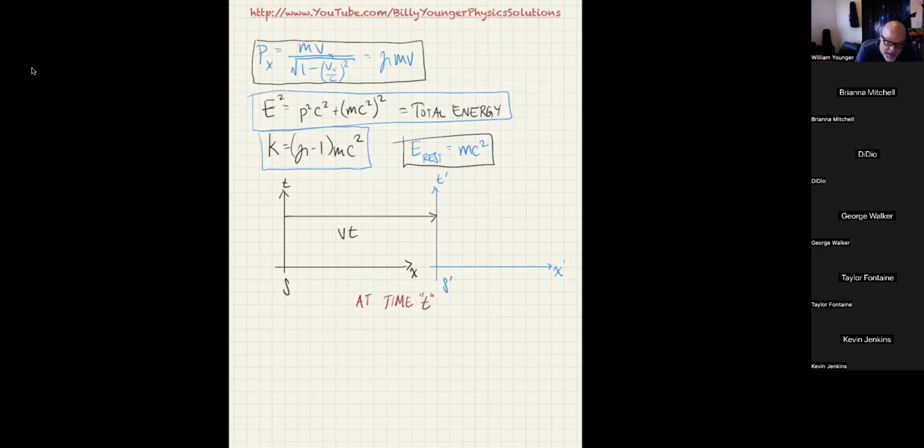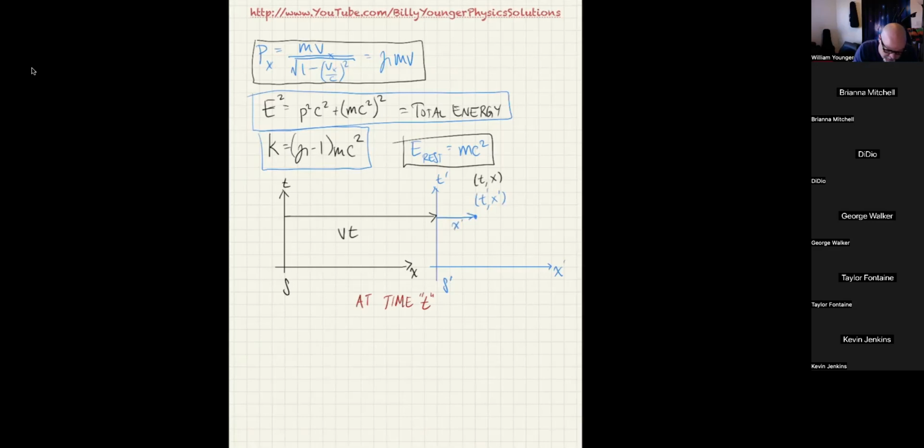Okay. And we wish to know the t prime, x prime of this one, but we also wish to know the t and the x of this position as well. Okay. Well, this distance right here is just going to be called x prime.